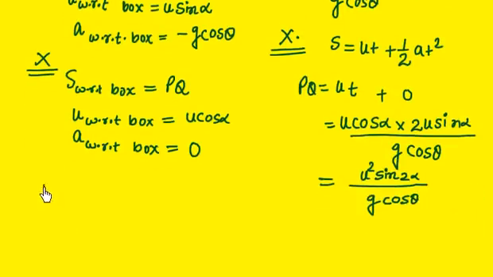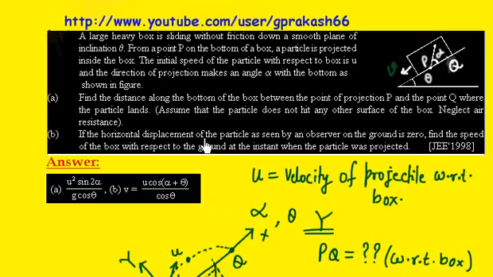Now let us discuss part B. So what does this B part of the question say? B part says, if the horizontal displacement of the particle as seen by the observer from the ground is 0, horizontal distance in this direction from the ground. So now I have horizontal distance 0 with respect to ground. Find the speed of the box with respect to ground at the instant when the projectile was projected.